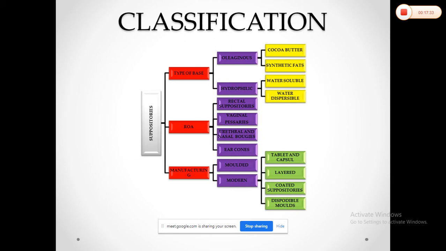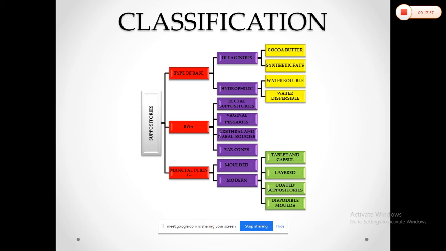Theobroma oil, or cocoa butter, is the most commonly used suppository base, which has various advantages because of its consistency and melting point of 30 to 35 degrees Celsius, so it can be easily melted at our body temperature. Some synthetic fats are also there.